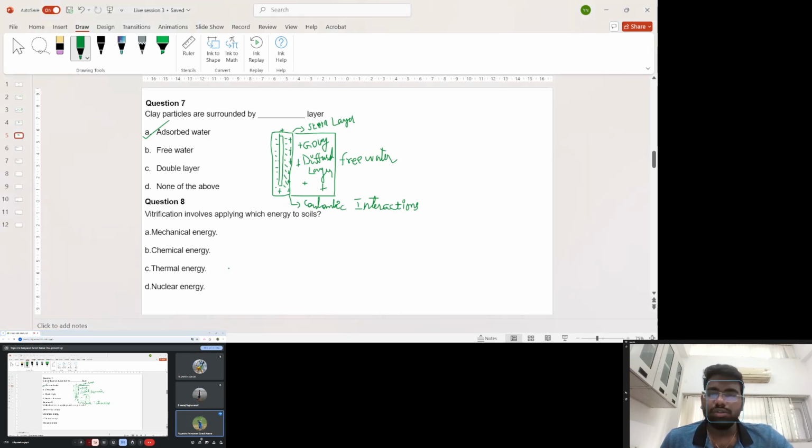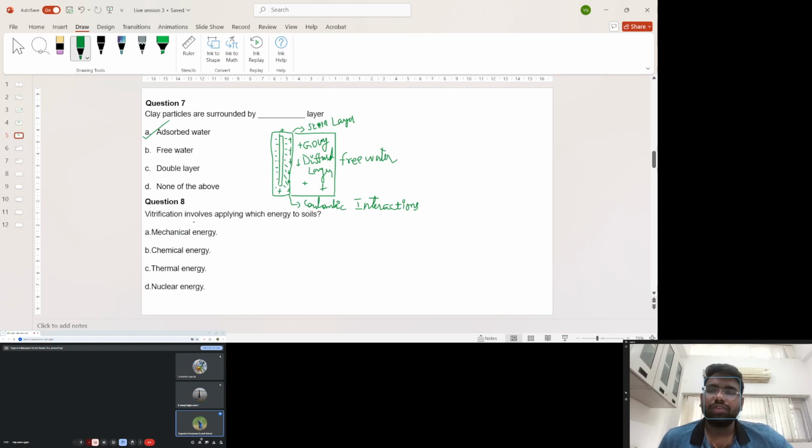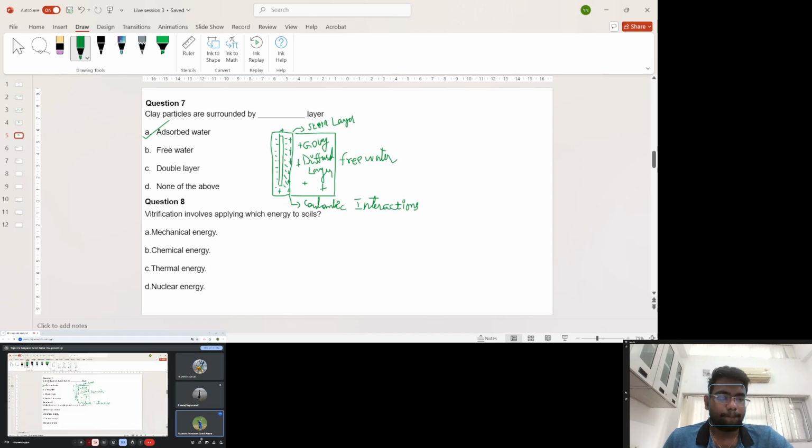Now coming to the next question. Vitrification involves applying which energy to soils? Thermal energy. So where have you come across the term vitrification? You can see it in day-to-day life. Mainly tiles, sir. Vitrified tiles are there, no, sir? Yeah. Vitrified tiles are made by burning the clay at very high temperatures. Bricks are also prepared by a similar process. That is vitrification.